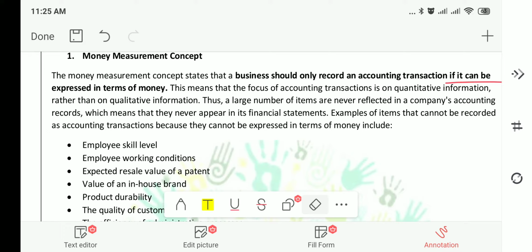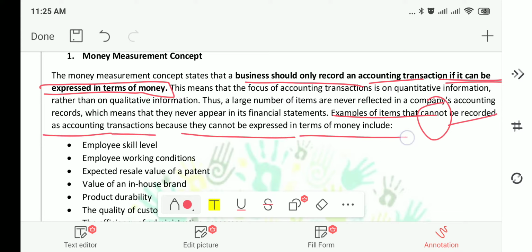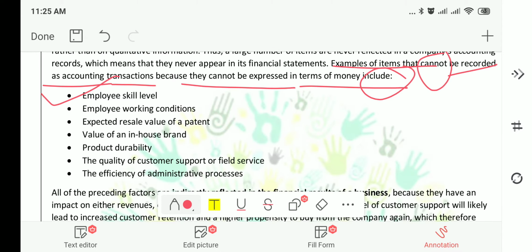That is, a business should only record an accounting transaction if it can be measured or expressed in terms of money. That is nothing but the money measurement concept. Examples of items that cannot be recorded as accounting transactions because they cannot be expressed in terms of money include, first one, employee skill level. That means you can measure the quantitative amount, but you cannot measure the qualitative measures. You can't mention it in accounting.